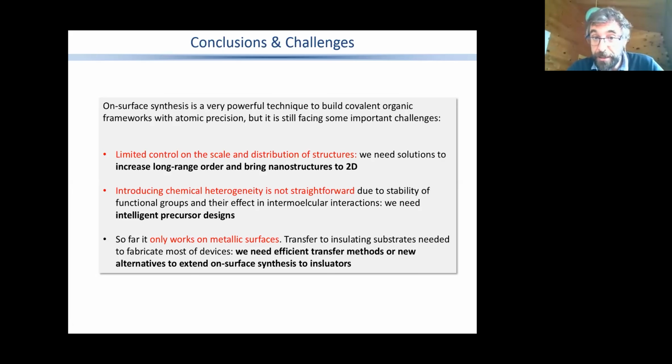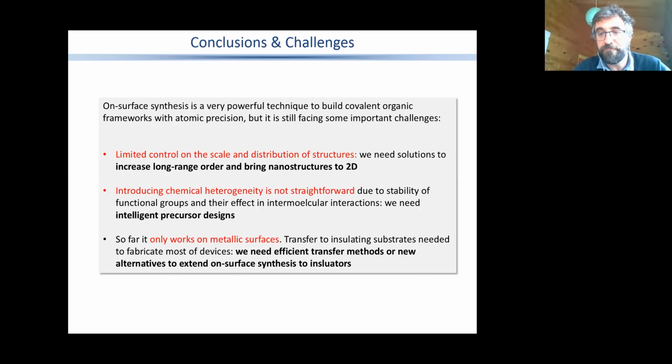Introducing chemical heterogeneity is not straightforward, and I think I gave you one example, 1 year of a PhD. That's basically what it takes, or it can take. So we have to really work on intelligent precursor design, but also we have to learn quite a lot to predict what this will do on the surface, and that's what we are doing. This is in its infancy, I would say, this part. And very important to build devices.